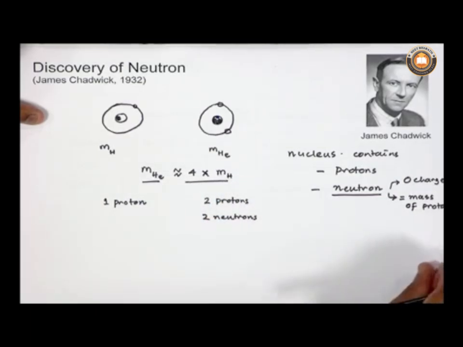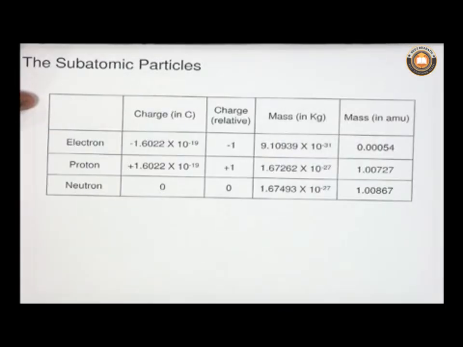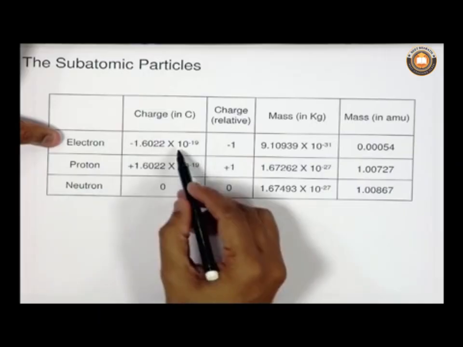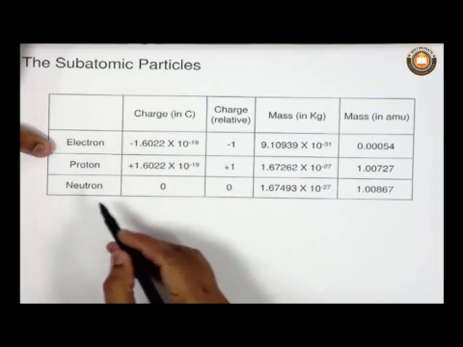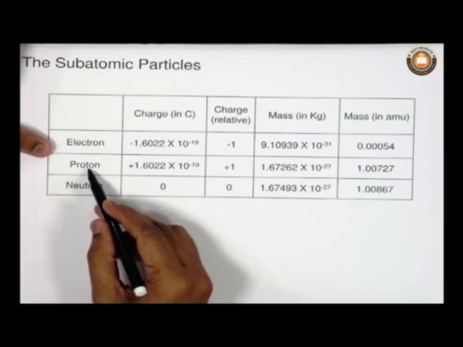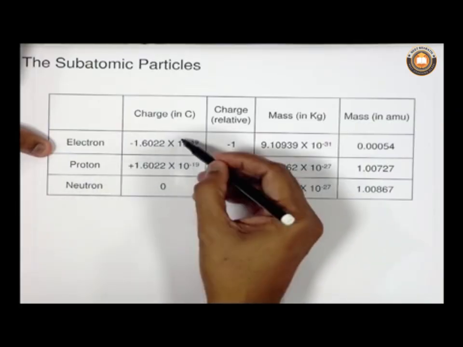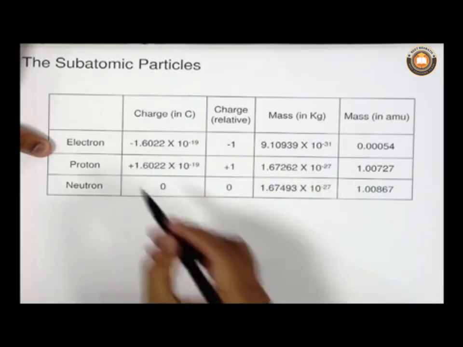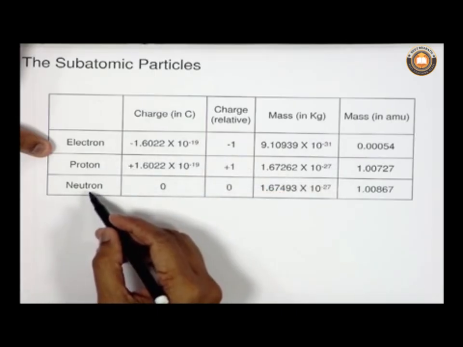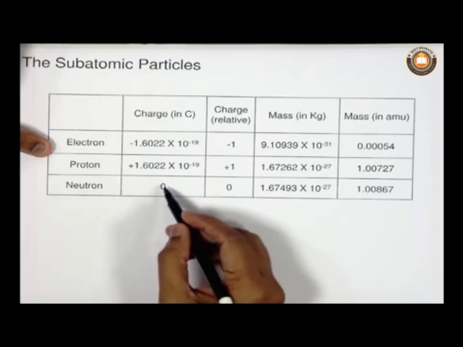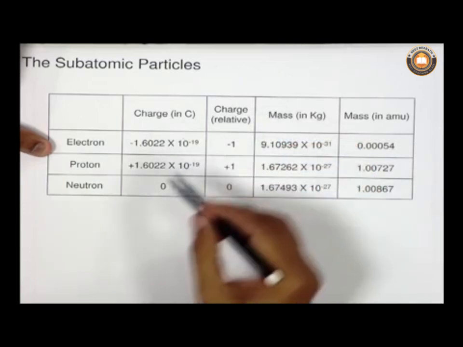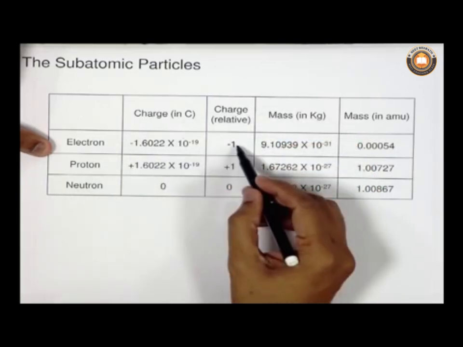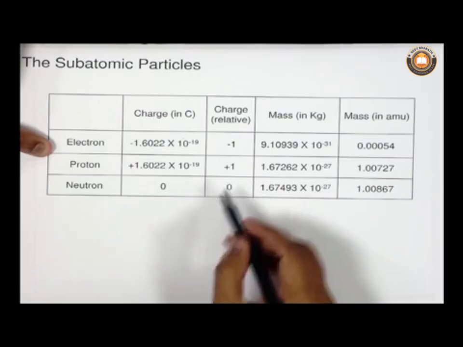So, we can now summarize the subatomic particles that we discussed. We saw electron has a charge 1.6 × 10^-19 coulomb, which is negatively charged. We came across proton, which has exactly the same charge as electron, but it is positively charged, and we have a third particle, which is neutron, which is chargeless, or has 0 charge.